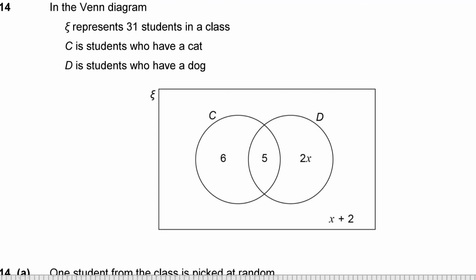Question 14, we've got a Venn diagram. Now this little squiggly E stands for the universal set. So the universal set represents 31 students in the class. So that's the total number of things being represented inside this Venn diagram. C is the students who have a cat, and D is the students who have a dog.